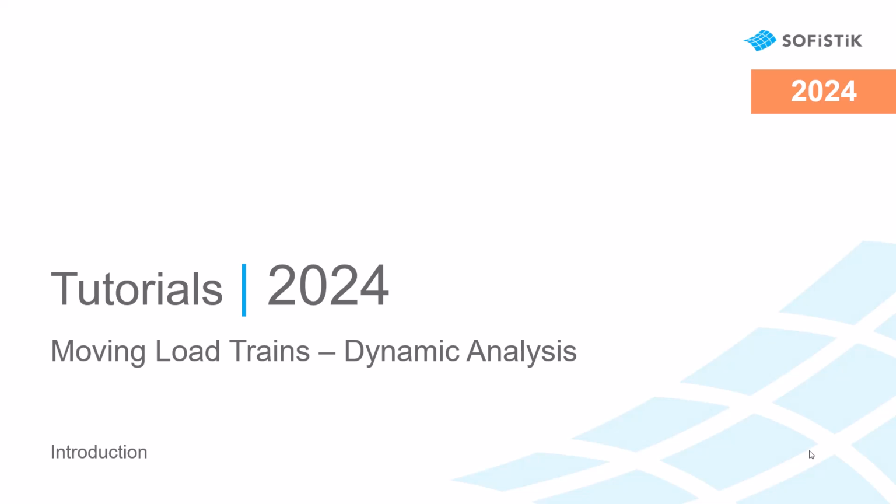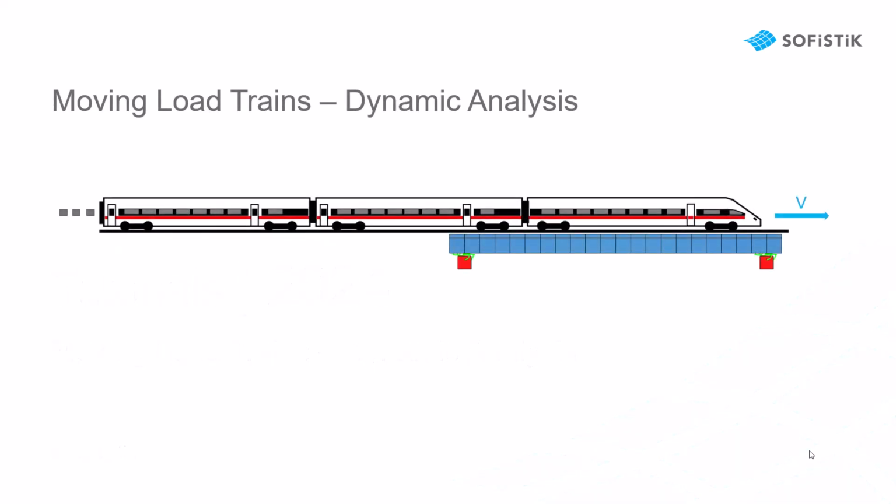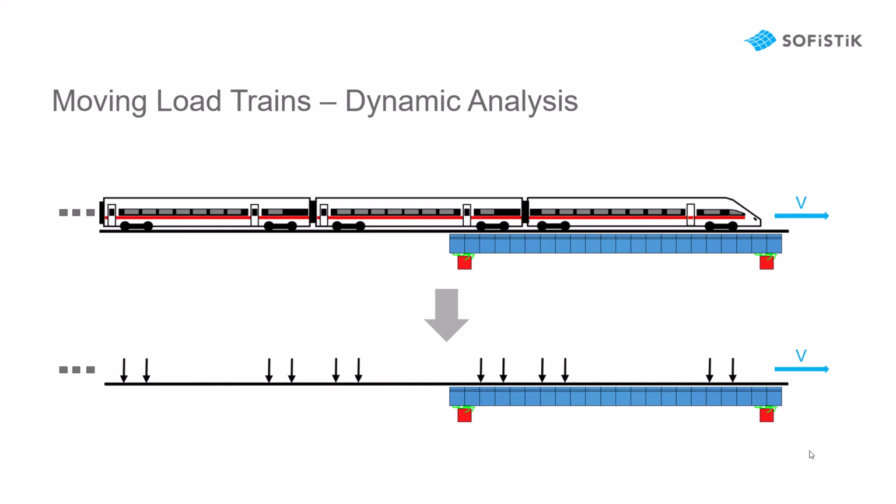Dynamic analysis of bridges under moving loads is required in many cases to check for resonance phenomena of railway bridges, especially for high-speed tracks. This is done via dynamic analysis of train passages on the bridge. The trains are represented by load patterns that contain typical axle loads and axle distances.